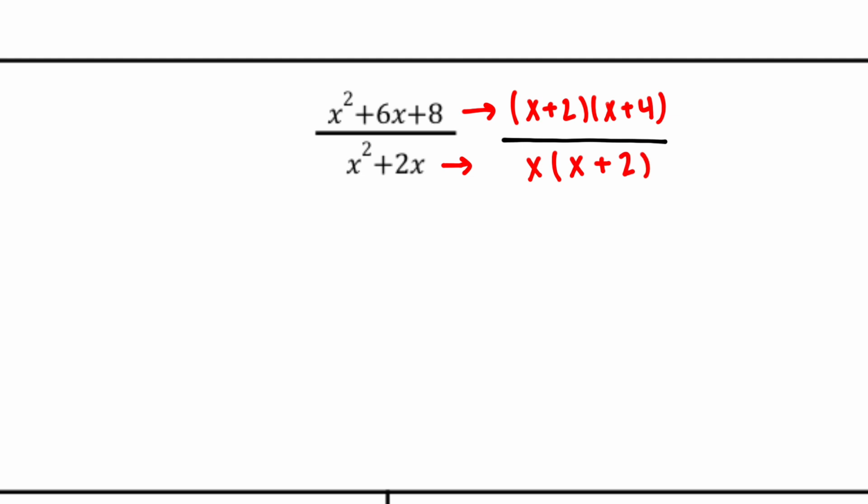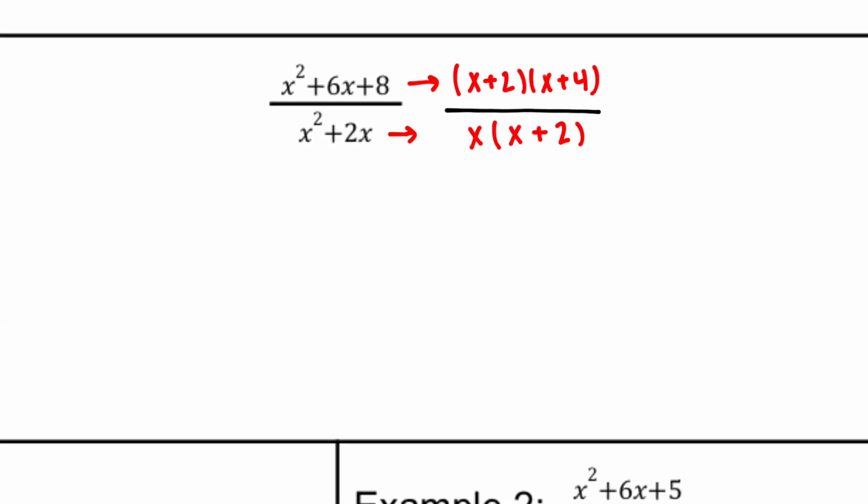So now we're at the step where we're going to start canceling stuff out. In order to cancel it out, it has to look exactly the same in the top and the bottom. So first I'm seeing if I see x plus 2 anywhere else.